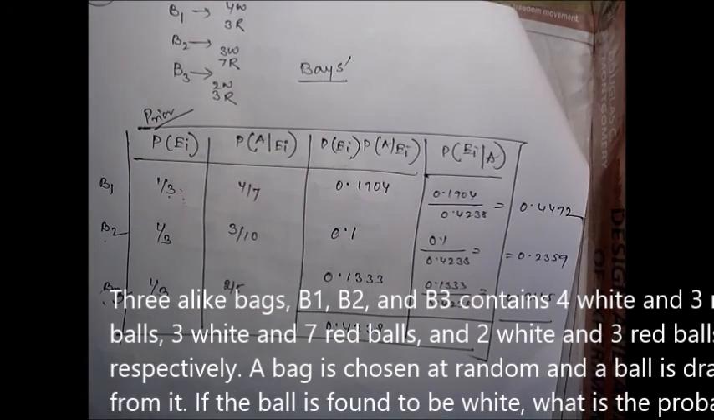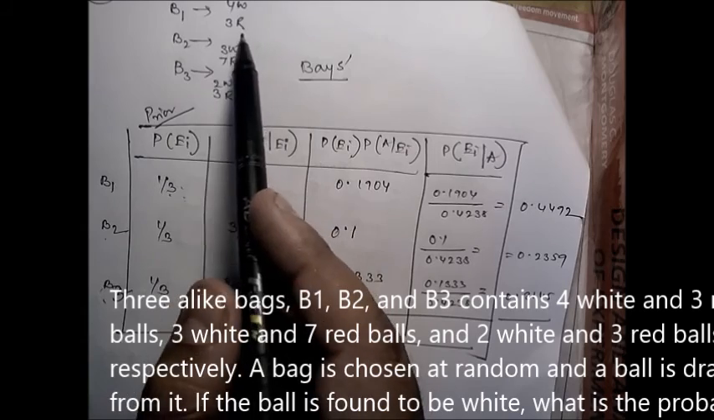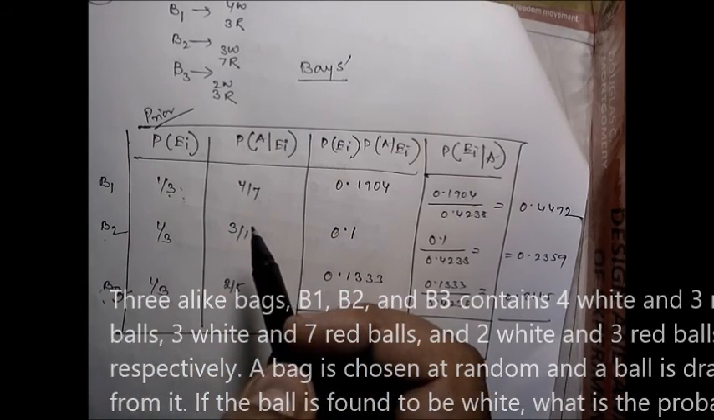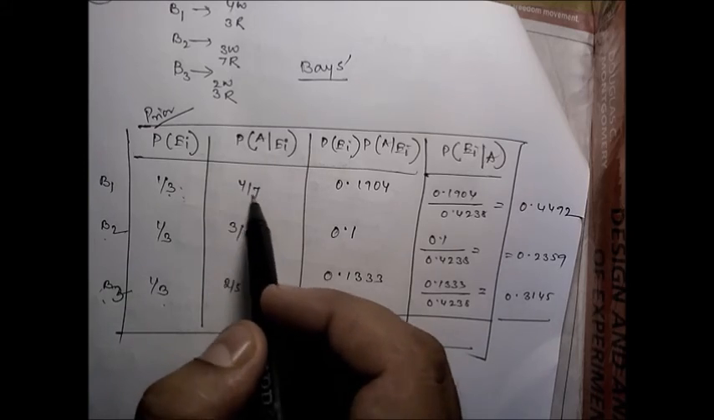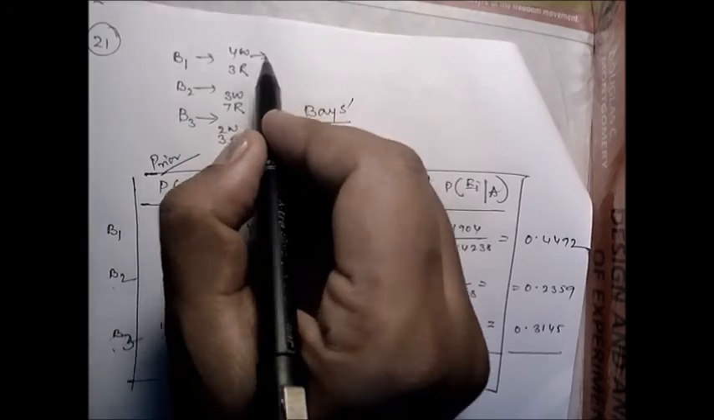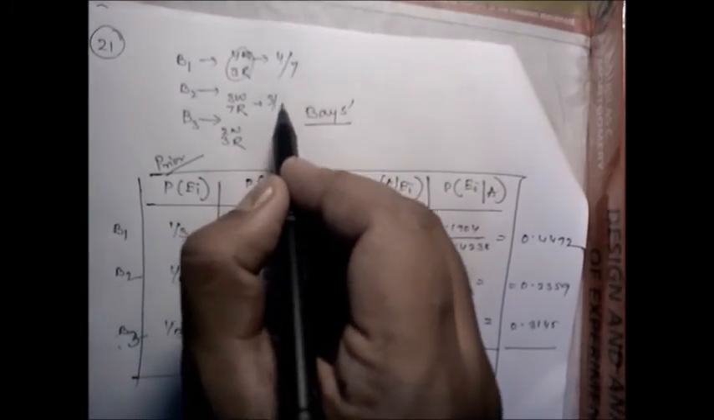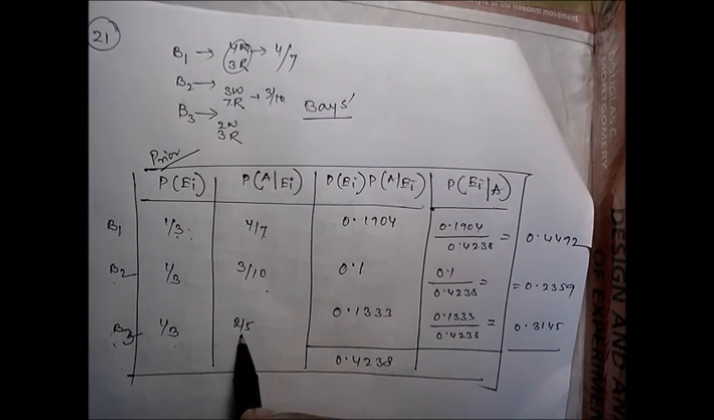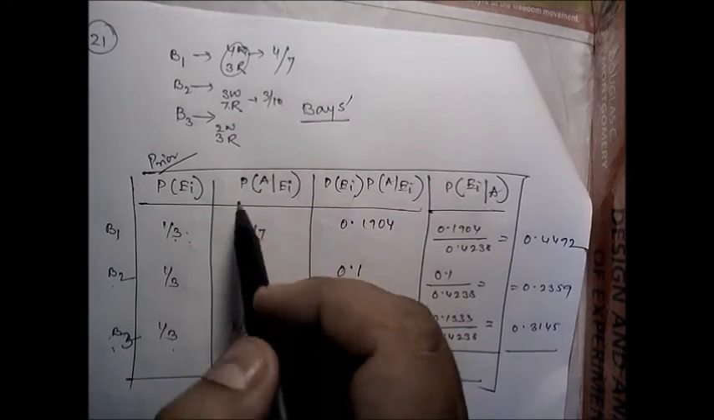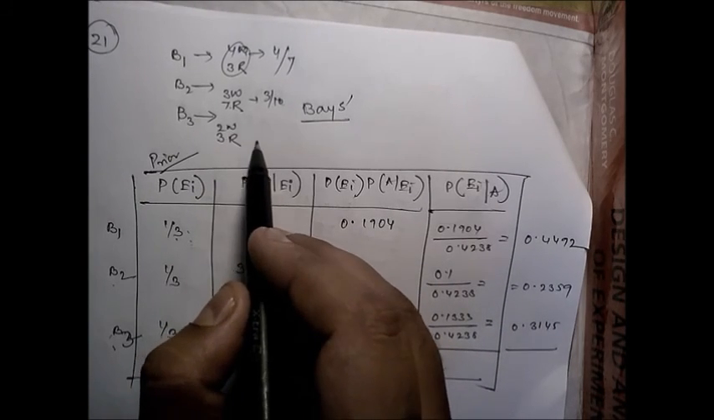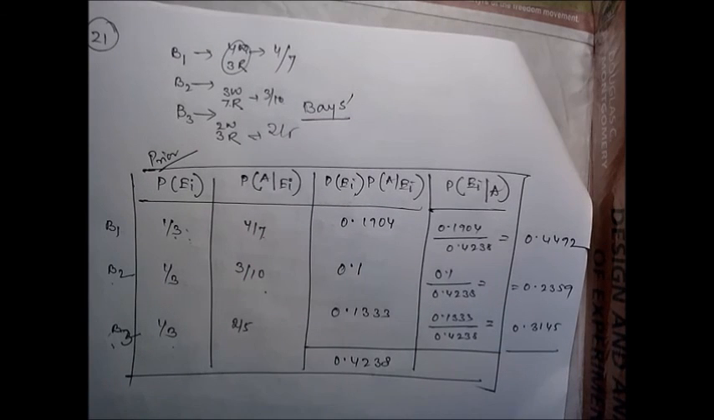Clear? Now in B1, 4 white and 3 red balls are there. So the probability of getting a white ball from bag 1 is what? 4 by 7. Total number of white is 4, total balls 7. For bag 2 it is 3 by 10, so 7 plus 3, 3 by 10. And the probability of selecting a white ball from bag 3 is what? 2 by 5, because 2 white balls are there and a total of 5 balls. So here it is 2 by 5.